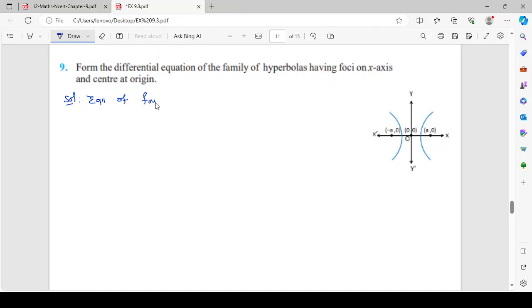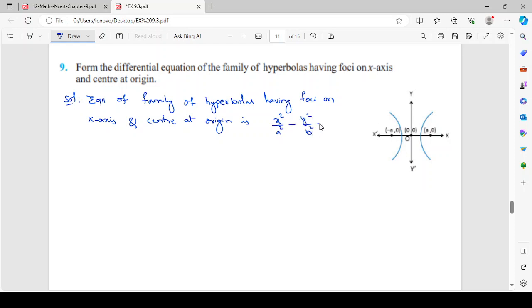Equation of the family of hyperbolas having foci on the x-axis and center at origin is x square by a square minus y square by b square equal to 1.